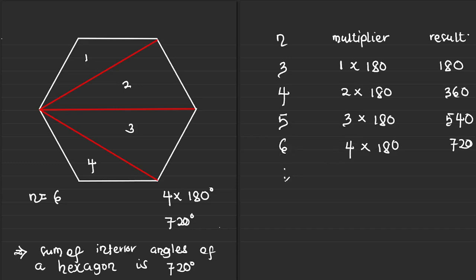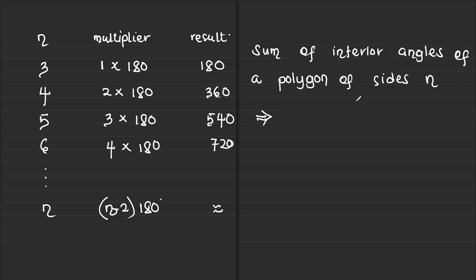So we can say that if we are to continue, then for any polygon of n sides, we need to use n minus 2 and then multiply it by 180, after which we will get our result. So the general formula for the sum of interior angles of any polygon of n sides is given by n minus 2, times 180. As simple as that. This is how we derive the formula using splitting triangles. With this formula, let's now solve some questions that will require us to solve for the sum of interior angles without drawing.